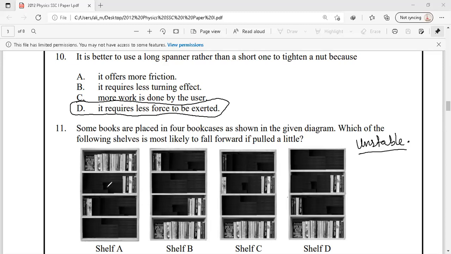So in the first diagram, as we can see, most of the books lie on the upper shelves, so that mass is on the upper side of that shelf. The center of gravity would lie above the center point. In the other three shelves, most of the books lie on the ground side, and the mass is near the ground. That makes the center of gravity shift towards the ground. So the first shelf has more chance to fall down or flip over if a little force is applied on it. So option A, or shelf A, is the right answer. This is unstable.